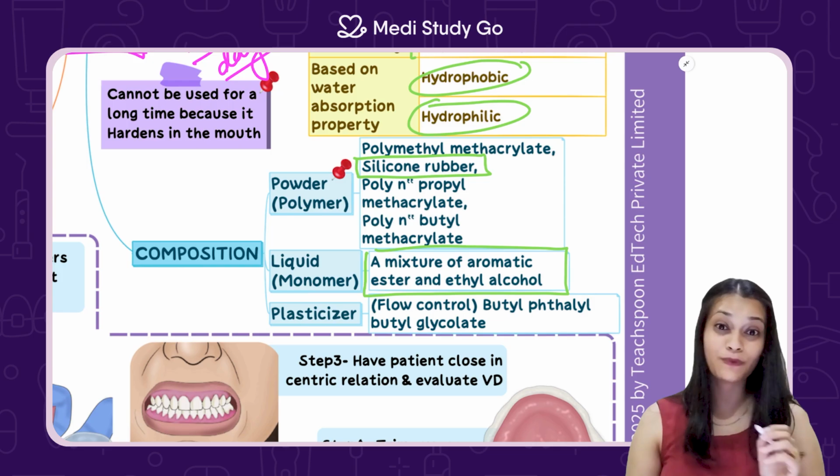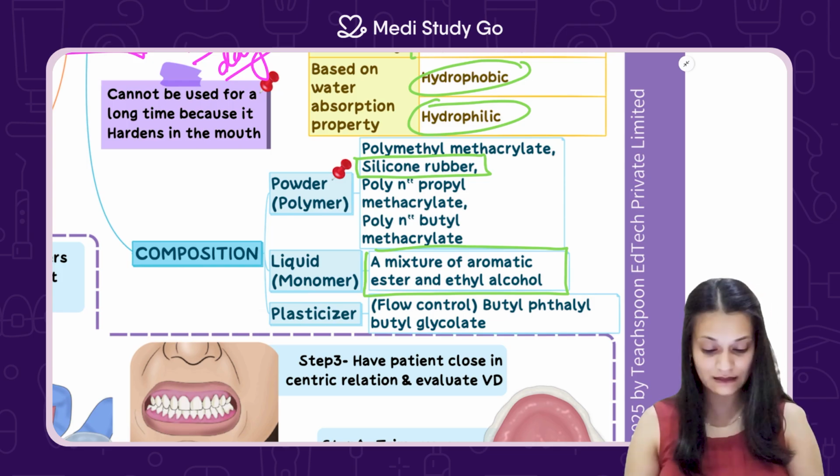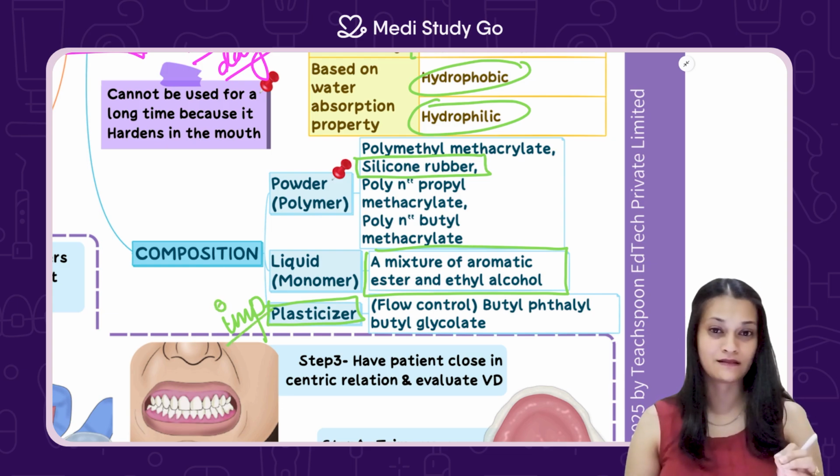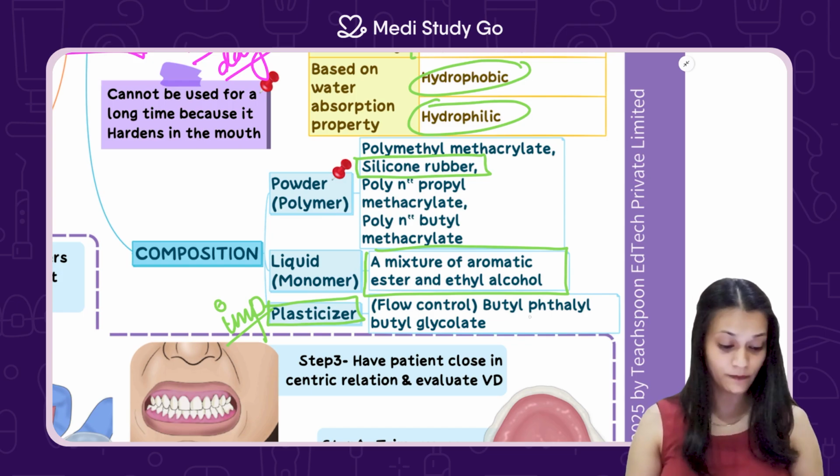It will have plasticizer. Now, this is one of the very important things that you need to remember. Whenever there is going to be loss of plasticizer, it is going to lose that flexible property. It's going to harden.